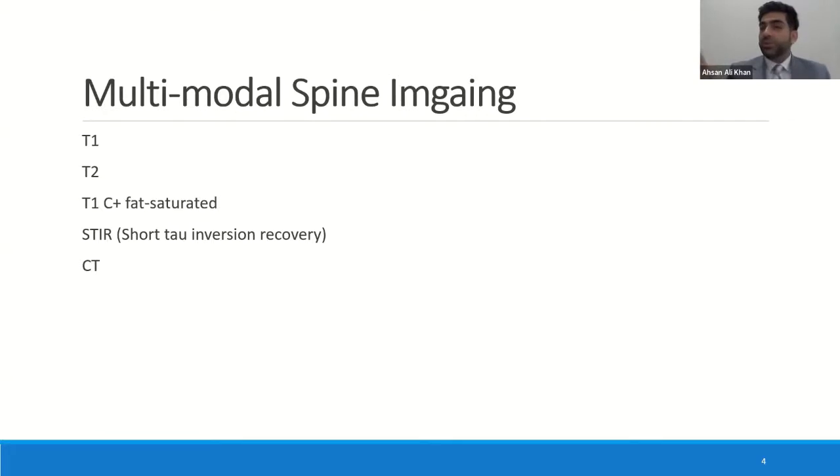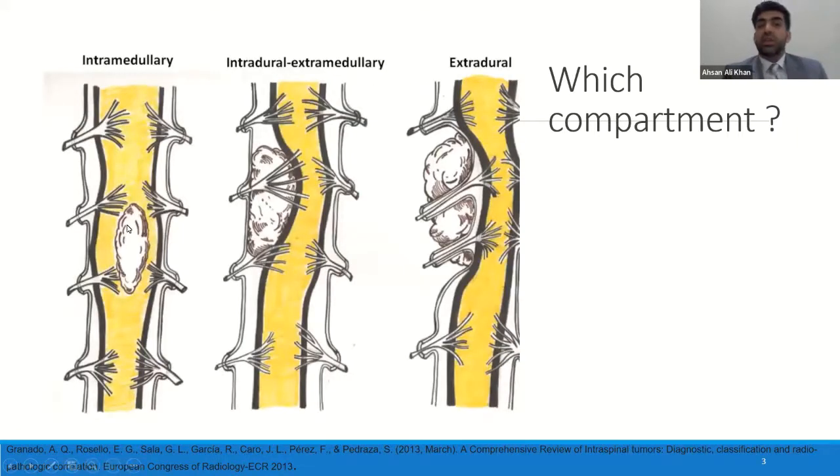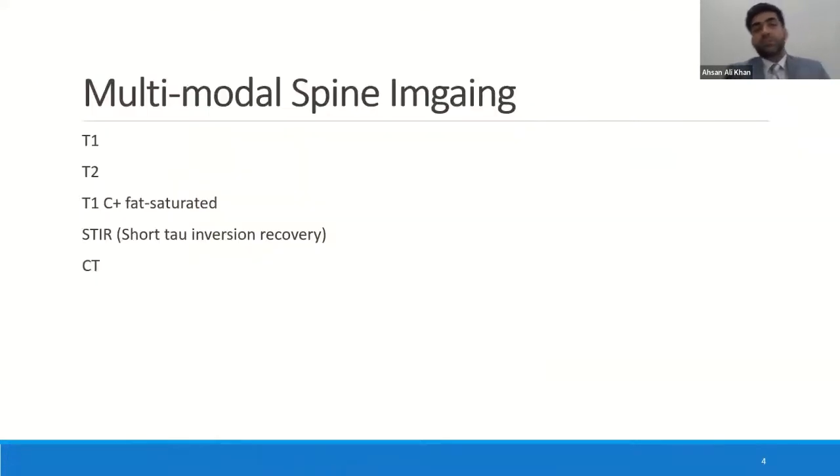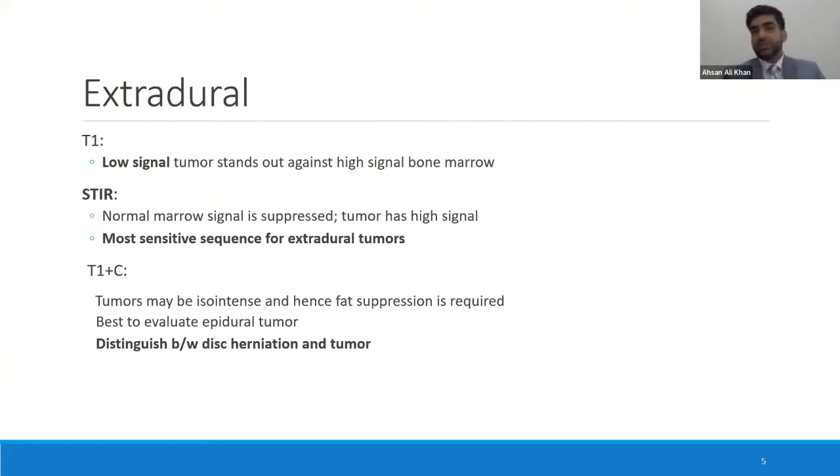You get one piece of information from one sequence and you are missing some point, and then another sequence gives you an answer. For example, I said in intramedullary tumors there is a cord expansion. So yes, intramedullary tumors cause cord expansion, but some other demyelinating lesions also cause cord expansion, right? So we have to have this understanding that for the spine oncologic workup, we need multimodal spine imaging. Let's start with the extradural tumors first.